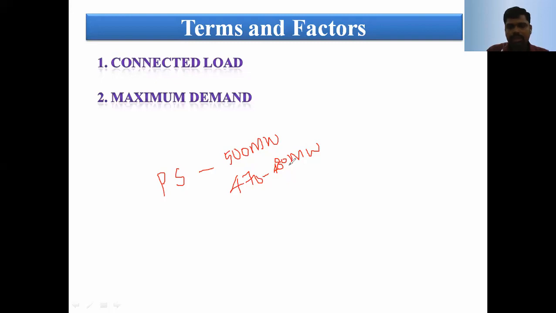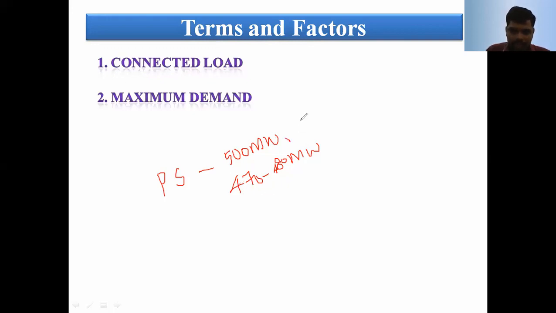Peak load means within a short interval of time: in the morning either 1 hour or 1.5 hours, in the afternoon 1 hour, and in the evening 2 to 2.5 hours, the load goes to the peak load. The peak load is not constant every day. It varies day to day and season to season, in the summer as well as in the winter.